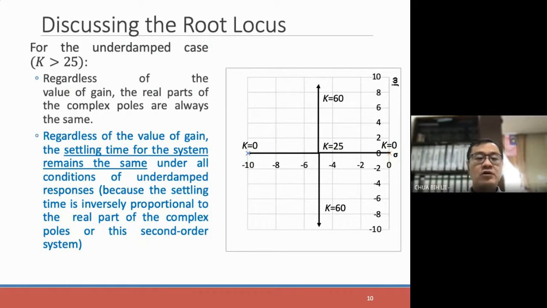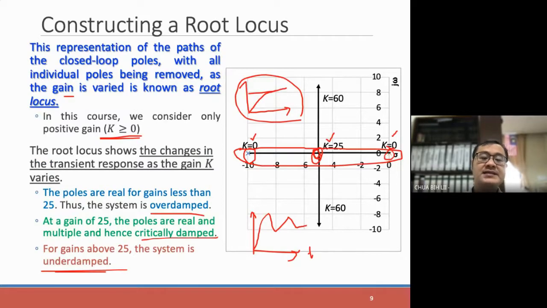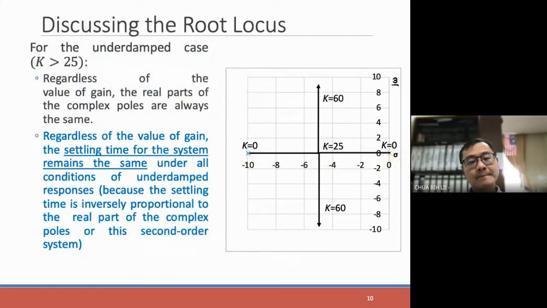Discussions on the root locus would depend on your desired specifications. It depends on what you intend to achieve. Like what I have mentioned just now, if for a camera I would like it to reach the positions without much oscillations, then probably I will select K equal to 25.